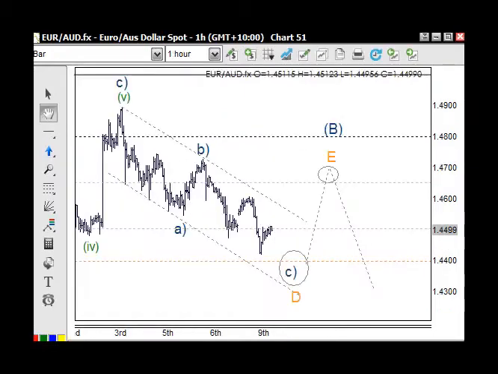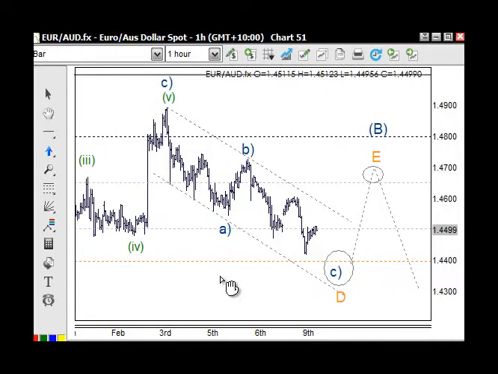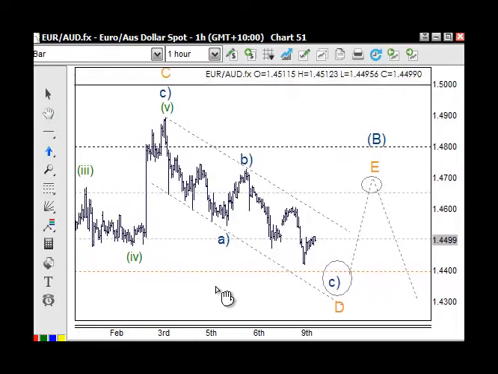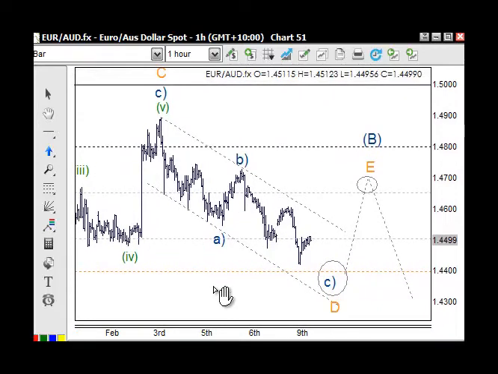The Euro Australian is also in a bit of a tricky one. In fact, I'm not quite sure exactly where we are in the count here, so I'm in a bit of a guessing game at the moment. I know that the pressure to the downside is still in play. This trend channel is pointing down. We do have 5 waves here, and we're also looking at 5 waves to this point here as well. So I just want to wait.